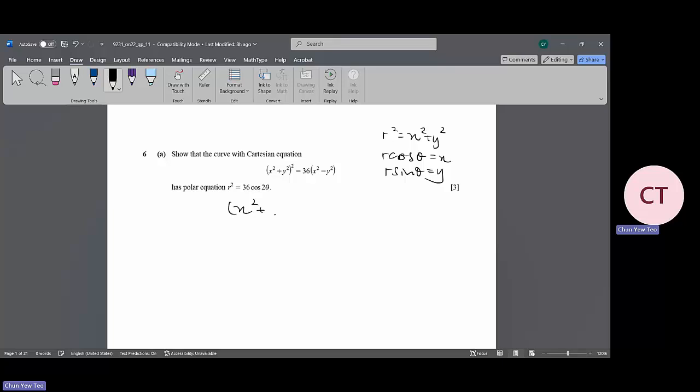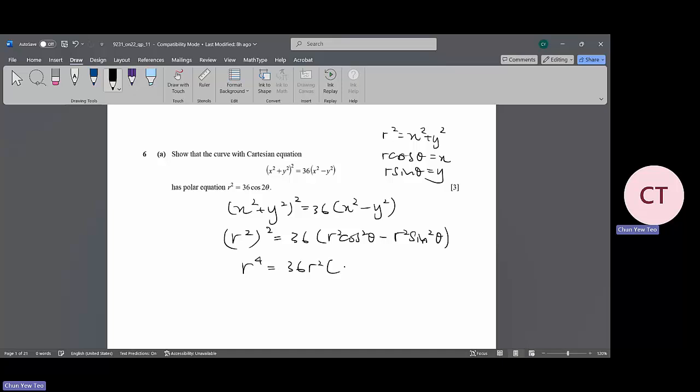So from here, your Cartesian equation is this. So we make it become r squared. This one is 36 r squared cos squared theta minus r squared sin squared theta. So your r to the power 4 is equal to 36 r squared times cos squared theta minus sin squared theta. So we should know that cos squared theta minus sin squared theta is equal to cos 2 theta. So you get this.